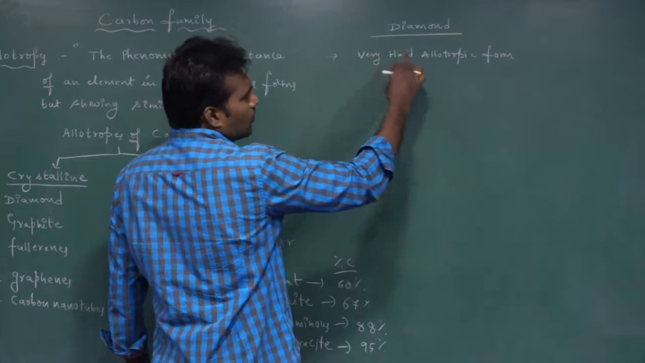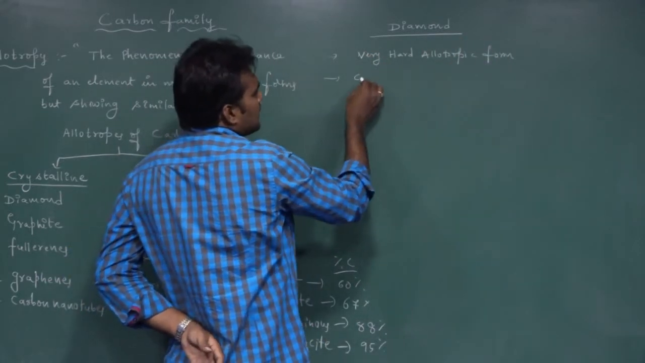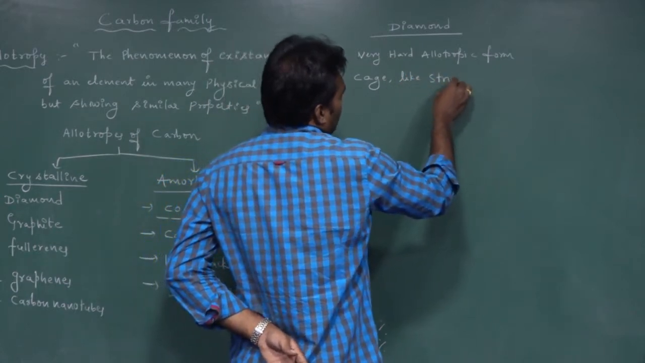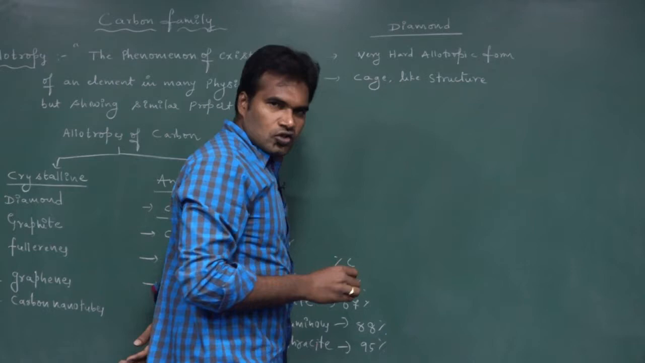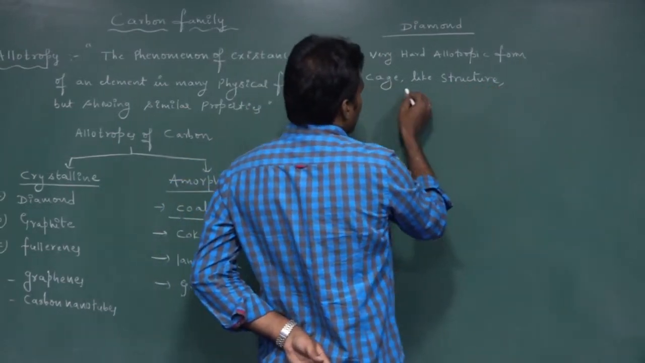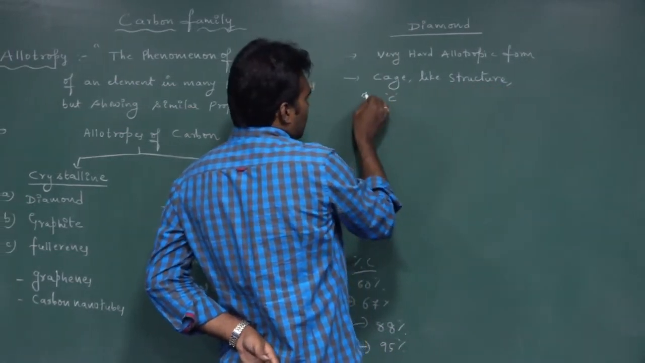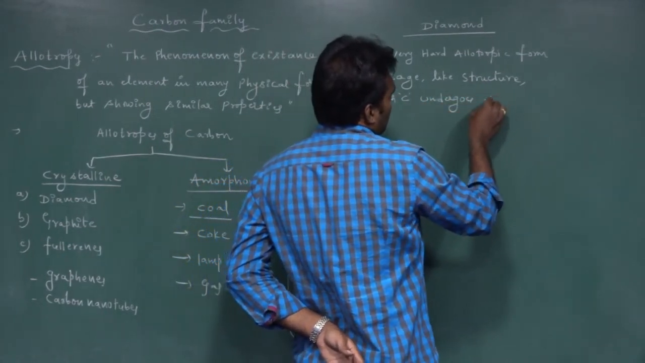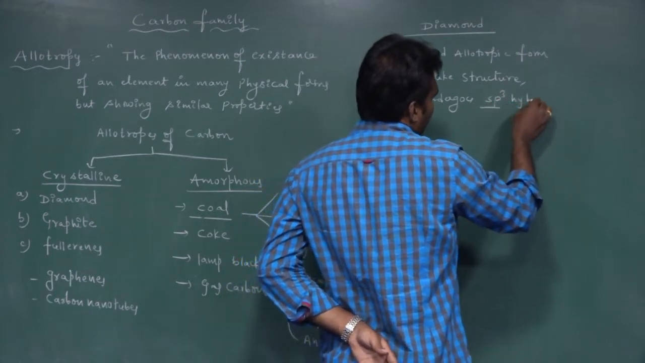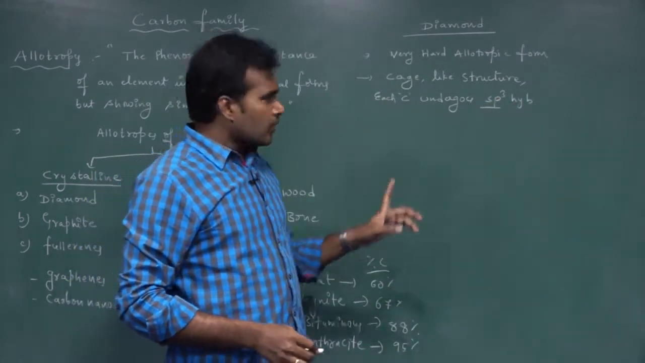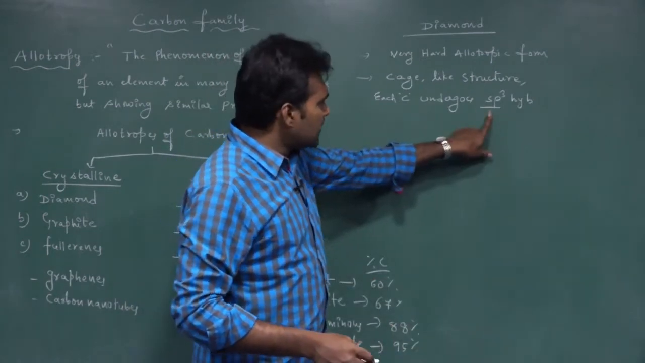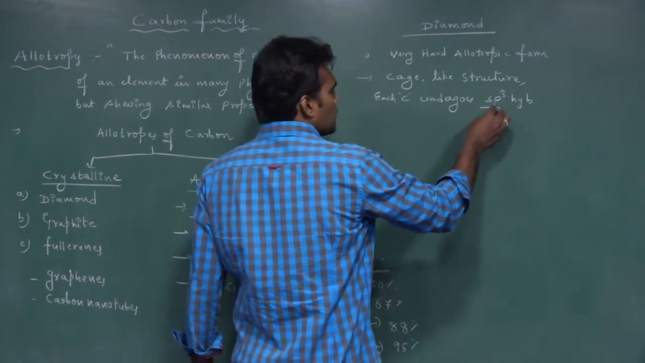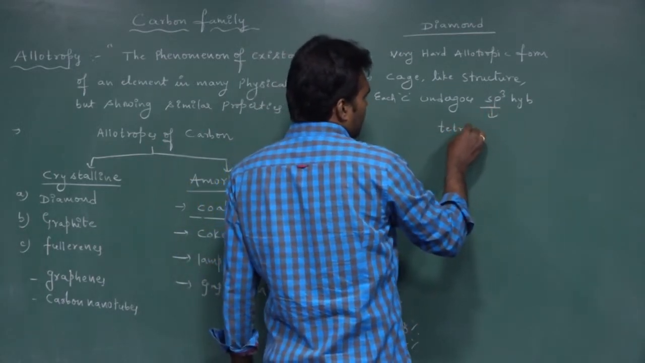So it's very hard. Next, it has a cage-like structure. In this cage-like structure, each carbon undergoes sp3 hybridization. Very important. So in diamond, each carbon undergoes which hybridization? sp3 hybridization. If it is undergoing sp3 hybridization, what is the structural arrangement? Tetrahedral.